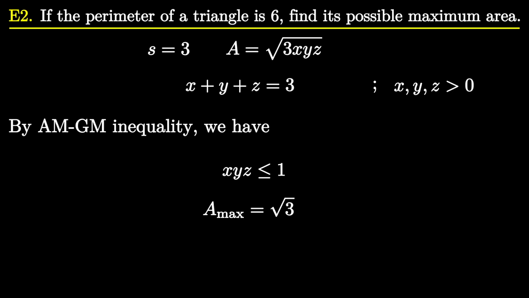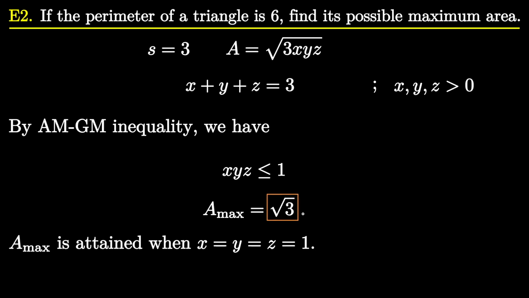But technically we have to give a bit more detail. We found the inequality that A is less than or equal to square root of 3. But from this, we cannot conclude that the square root of 3 is the maximum value of A unless we show there exist some positive x, y and z for which the equality holds. Since the equality holds in AM-GM inequality when all the numbers are equal, we see that the area attains its maximum value root 3 when x = y = z = 1. Now we are safe to say that the maximum value of the area is the square root of 3.